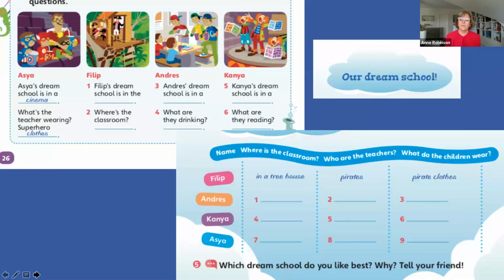And as they complete this, there's also a text which goes with this, okay? Philippe would like, his dream school would be in a tree house. The pirates would be his teachers, and everyone in the school would dress up in pirate clothes. What about Kanya? Okay, Kanya, can you see the picture on the right there? Which clothes would Kanya's teachers and the students wear there? So Philippe's school is pirate clothes.